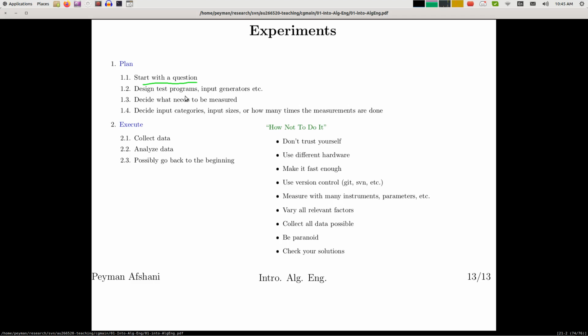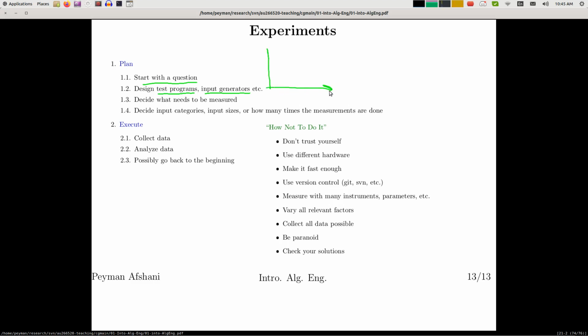design your tests. So you could have test programs and input generators. So these are typically very important. For example, if you want to test your sorting algorithm, you need to have another program that generates input. This is because you want to test your input on many different input sizes, right?